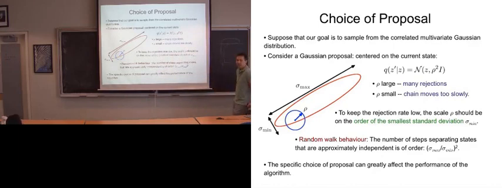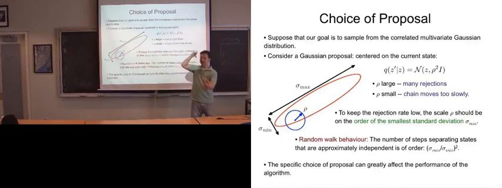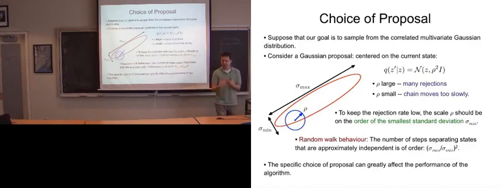Yep, question? Well, but you don't know these sigma mins and sigma maxes. No, this is just an example. So you're just guessing this. Yes, that's right. So in this particular example, if I knew that I'm sampling from the correlated Gaussian, then I can show you that the number of steps is going to be roughly quadratic. That's the problem. And that's the typical random walk behavior of these methods. So obviously you can see that the specific choice of the proposal can greatly affect the performance of the algorithm.